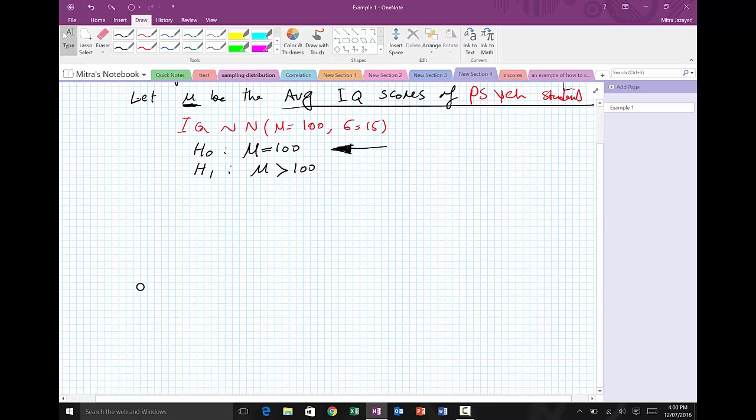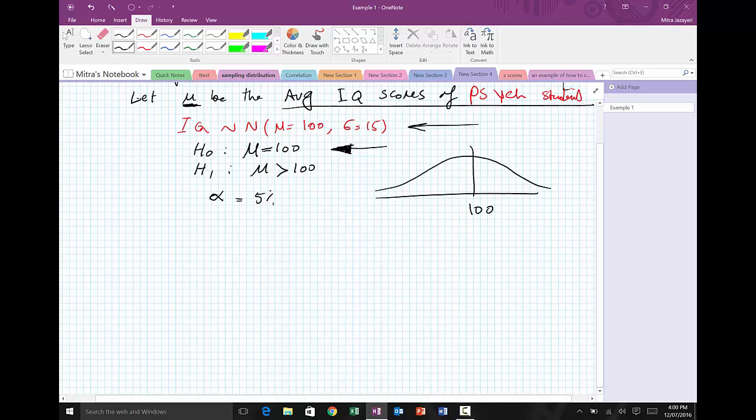We say that alpha, the significance level, is equal to 5%. The comparison distribution is the distribution of the general population, the distribution of the scores that are not exposed. So it is a normal distribution, mean equal to 100, sigma equal to 50. Now I take a random sample of one psych student and I notice the observed IQ score of that psych student is equal to 130.